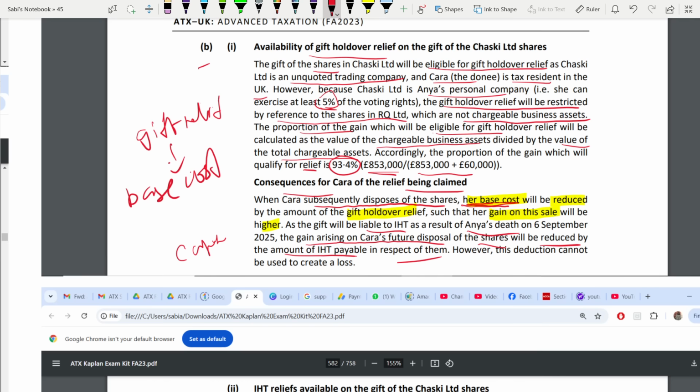But remember that deduction you cannot use to create a loss. Let's say you are having 200 gain, but the IHT you have paid was 300. You can't deduct 300 from 200 and show a 100 loss. But if your gain is 200, and even if you have paid IHT of 300, you can only deduct 200 of IHT from the gain, which will bring down your tax to 0.